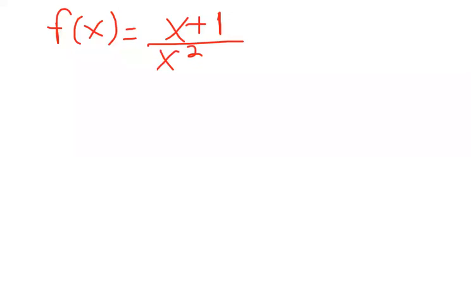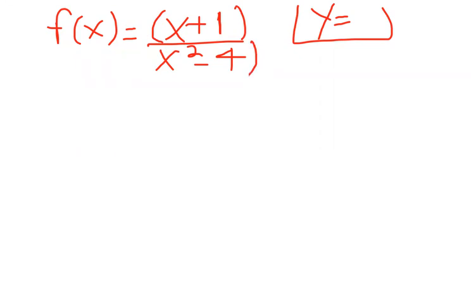All you do is go into the Y editing screen, Y equals. You type this in, x plus 1 in parentheses, divided by x squared minus 4 in parentheses, and hit graph. Yep, it's that easy. Okay, so let me take these away. So let's analyze this one and we'll go ahead and do a graph, guys.